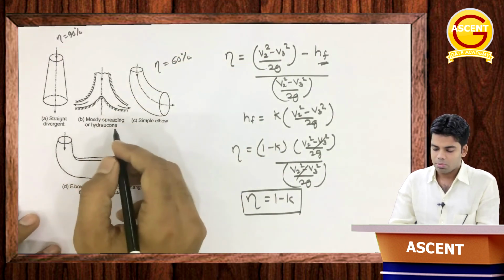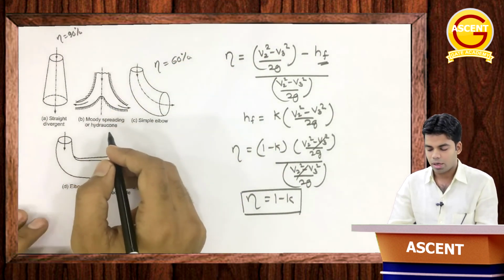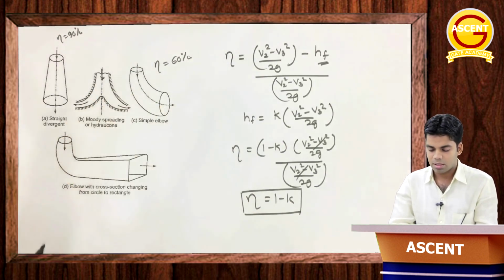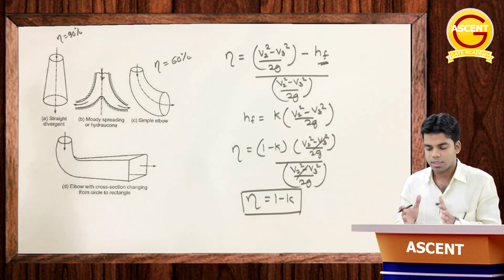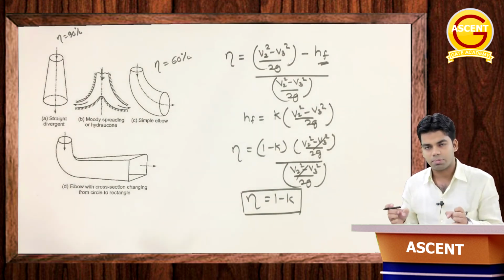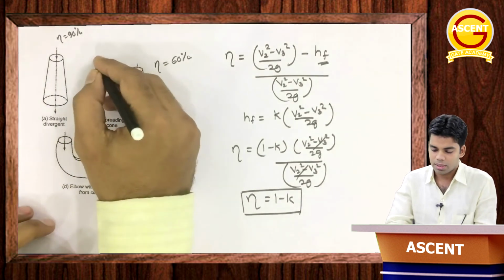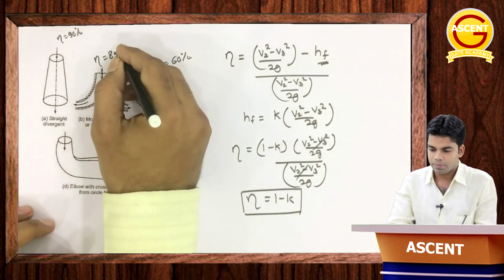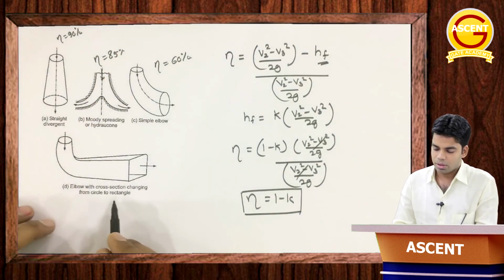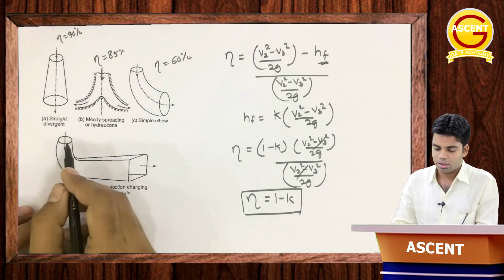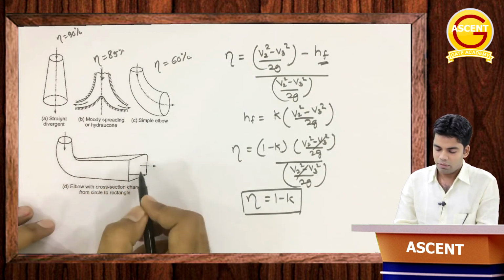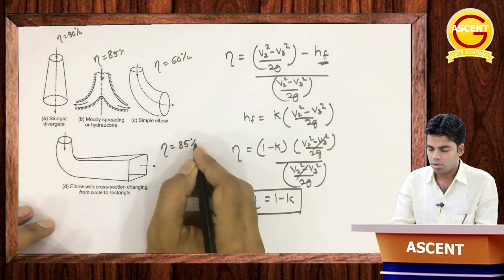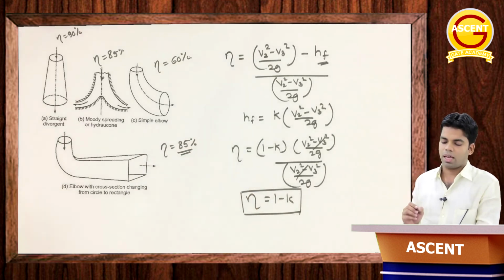And the next type is Moody's spreading hydrocone. This is spread into two parts. The water which is coming is diverged and spread into two parts, and the efficiency of this Moody's spreading hydrocone is around 85%. And last is the elbow with cross section changing from circle to rectangle. Initially the cross section was circular, and finally that cross section is changed to rectangle, and the efficiency of this is also equal to 85%. So these are the different types of draft tube.